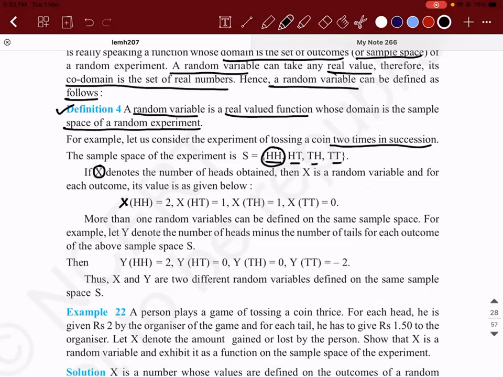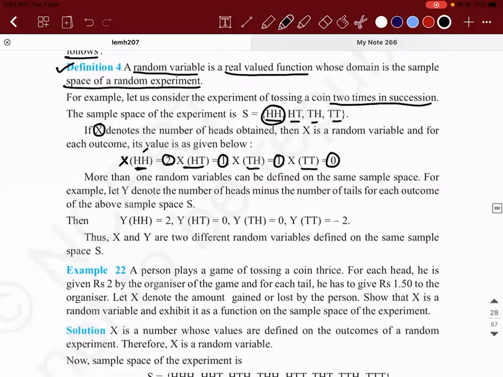Now, if I write the random variable X for HH, how many times has head occurred in this particular sample point? It is 2. Similarly, if I give a random variable for head, tail, then how many times has head appeared? It is 1. Similarly, if I take tail, head, it is again 1, and if it is tail, tail, it is going to be 0. Right. So what is the range of these values? It is between 0 and 2. Right.